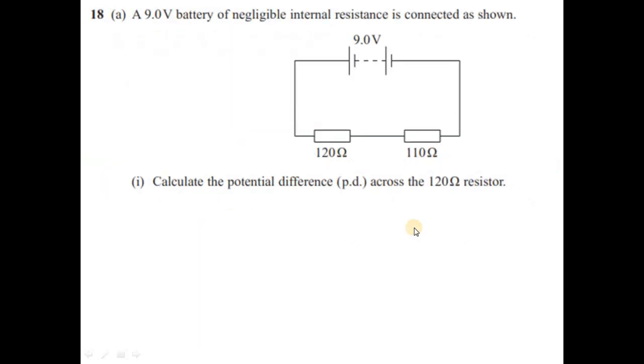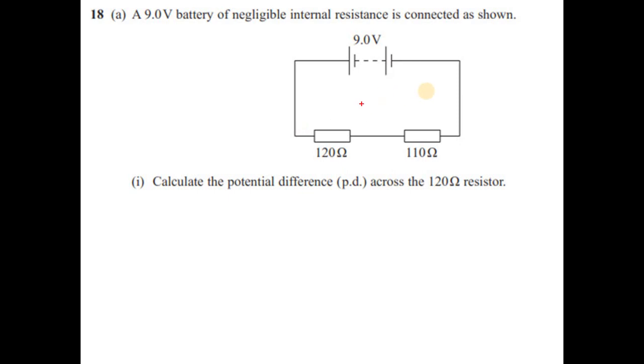Question number 18. A 9-volt battery of negligible internal resistance is connected as shown. A 9-volt battery, and two resistors. Calculate the potential difference across the 120 ohm resistor. You can see that two resistors are connected in series with a power supply.